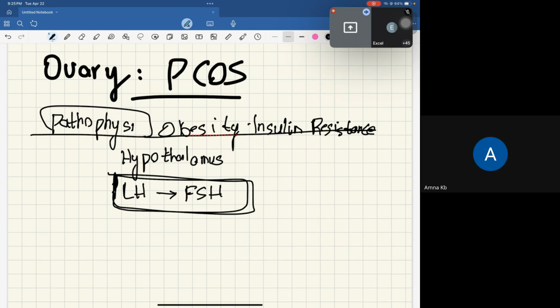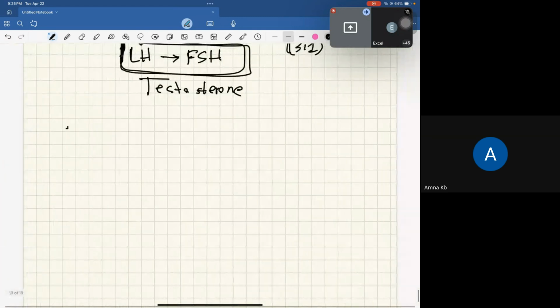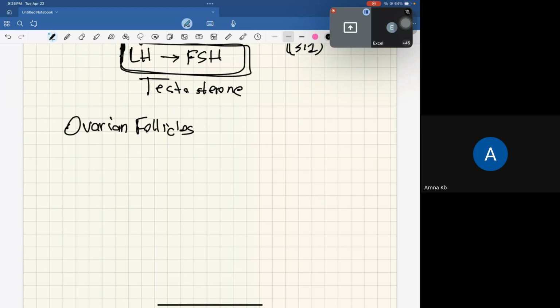So remember, the biochemical abnormalities present in this patient will be an increased LH to FSH ratio, which will be more than 3 to 1. And at the same time, testosterone will be increased. So what happens when testosterone increases? When testosterone increases, the ovarian follicles don't mature. And when the ovarian follicles do not mature, the follicles are not ruptured, and there will be no ovulation. So that is how anovulation occurs.